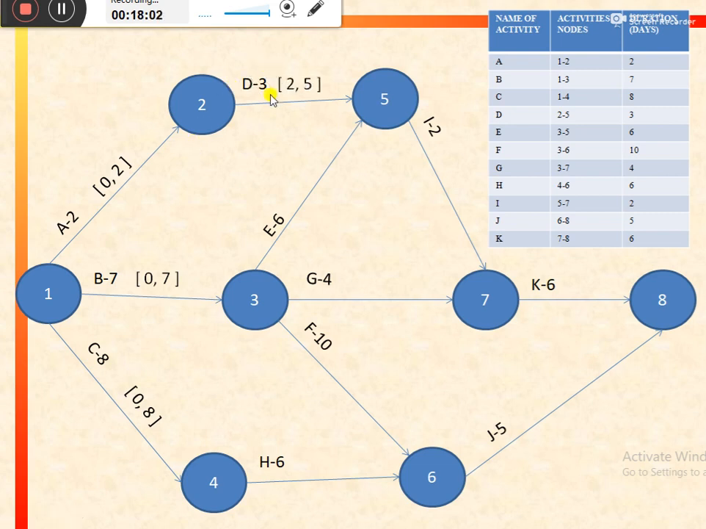So earliest start is 2, and earliest finish would be equal to earliest start plus the duration of the activity, and duration of the activity is 3 days. So 2 plus 3, that would be equal to 5.